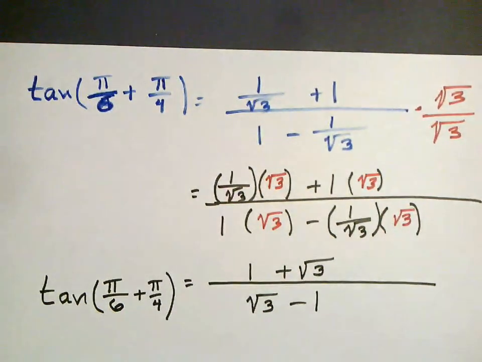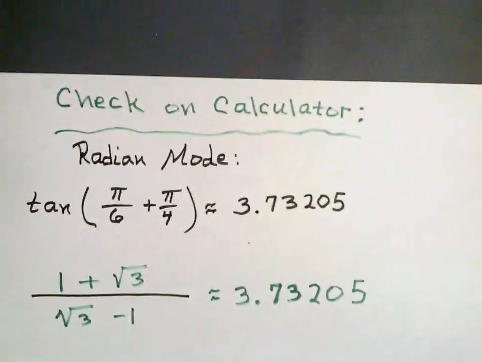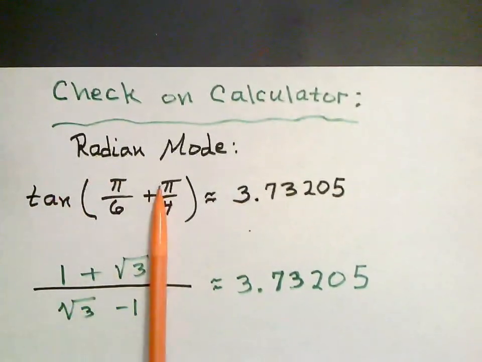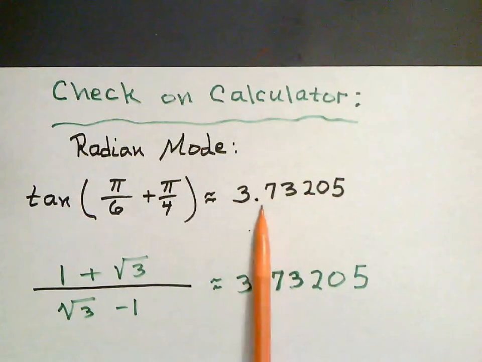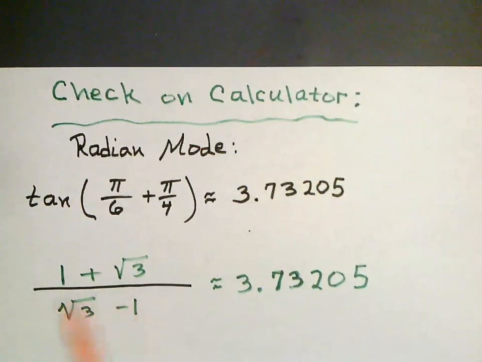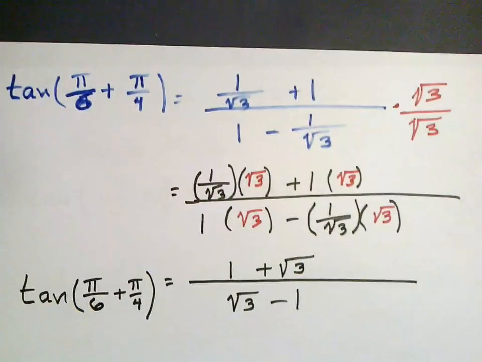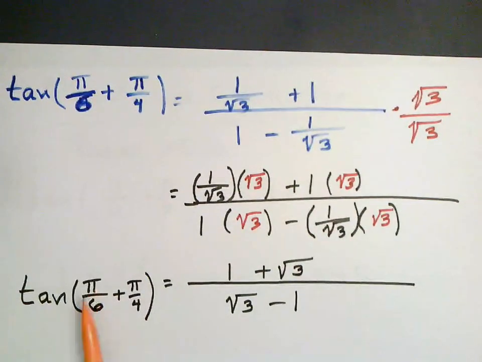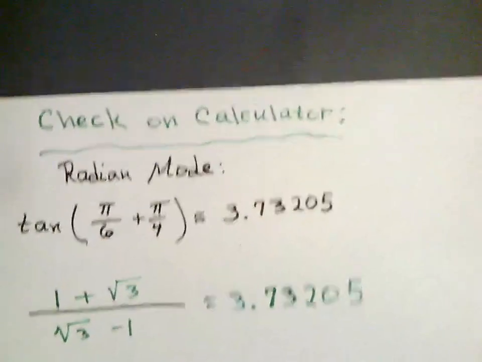And then if you want to check your answer to see if this is the same thing as this, remember you can go to your calculator. And if you go to your calculator, you're going to put the calculator in radian mode. And we do this, you get approximately this answer. But if you do this ratio, you're going to also get the very same thing. So that means that the exact value for tan of pi over 6 plus pi over 4 is equal to 1 plus the square root of 3 all over square root of 3 minus 1. That's just to check if you would like to do that.